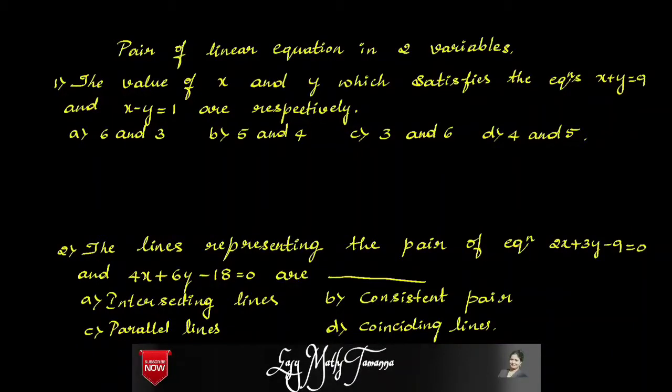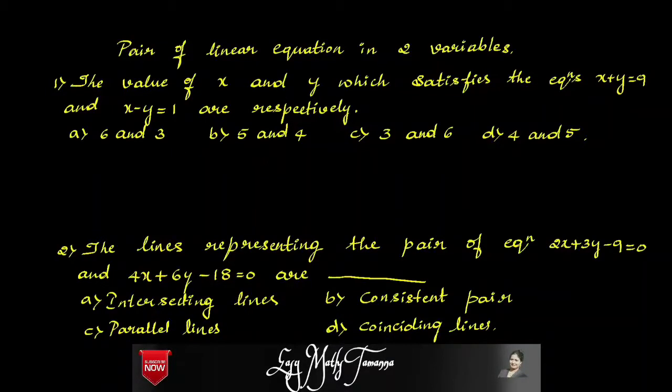So the first question is this type. The values of x and y which satisfy the equations x plus y is equal to 9 and x minus y is equal to 1 are respectively. So we have to find the value of x and y here. You know the methods for a pair of linear equations: substitution method and cross multiplication method, and the remaining methods in the syllabus are elimination method and graphical method.